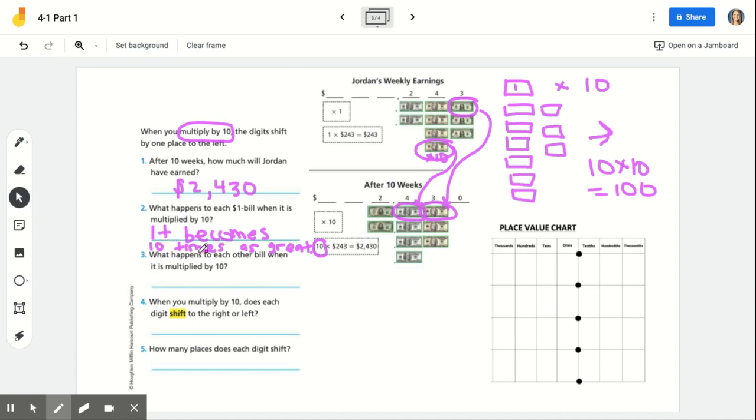Okay. So what happens to each other bill when it is multiplied by 10? It's the same as what happens to the $1 bill. It becomes 10 times as great. So go ahead and write that in for number 3. It becomes 10 times as great. Sorry, mine's really sloppy. Hopefully yours is much neater. It becomes 10 times as great.